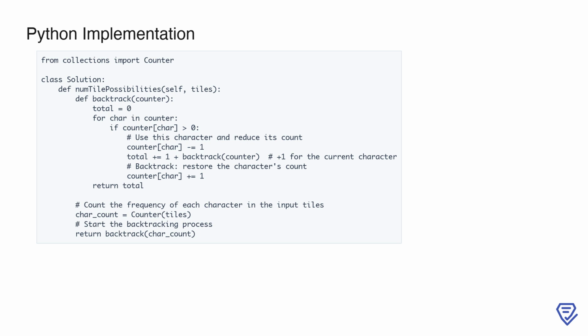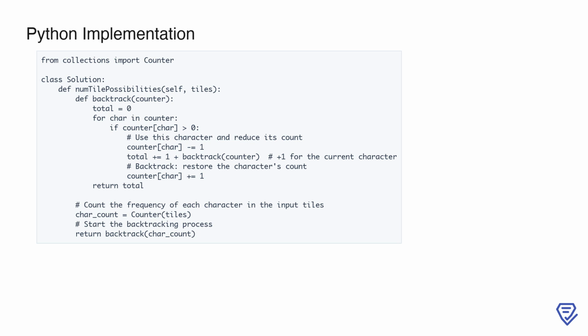4. Base case and return. The recursion automatically stops when all characters in the counter have a count of 0, no more characters to use. The total count of sequences for the current state is returned. 5. Initial setup and execution. A counter object, char_count, is created to store the frequency of each character in tiles. The backtrack function is called with char_count, and the result is returned as the final answer.